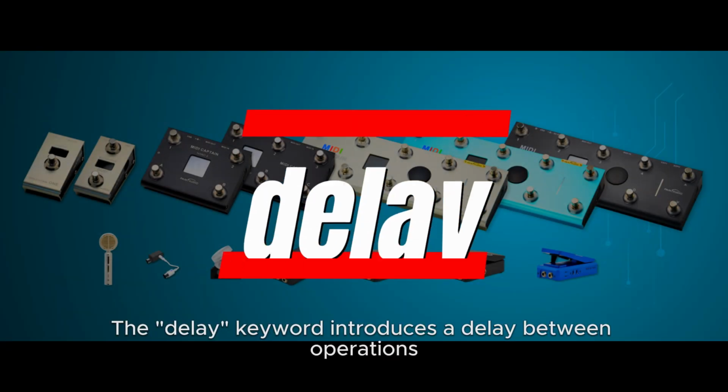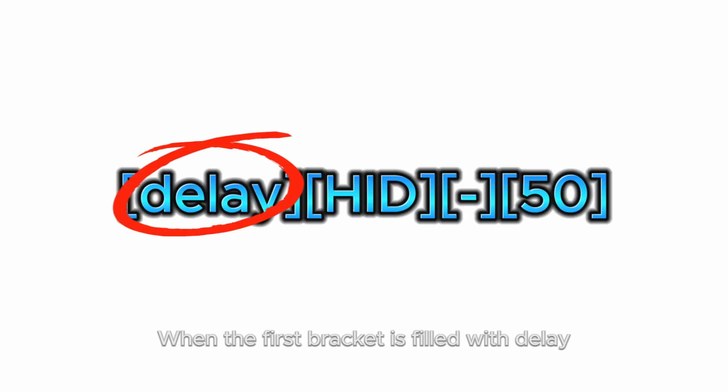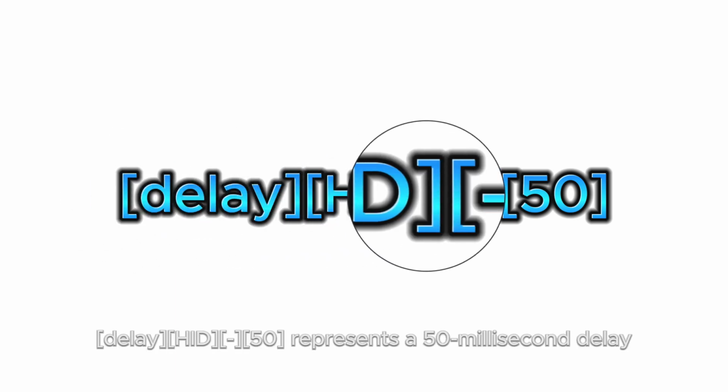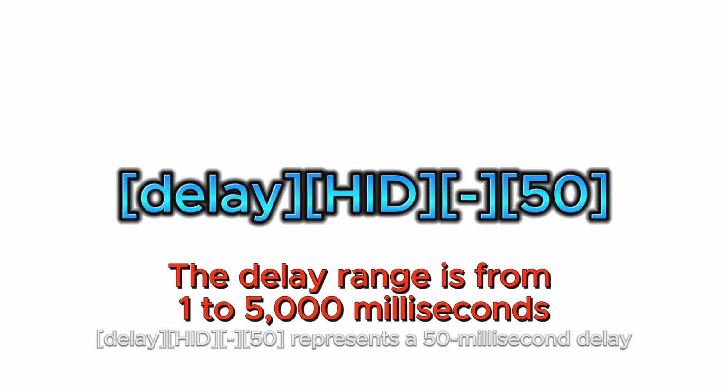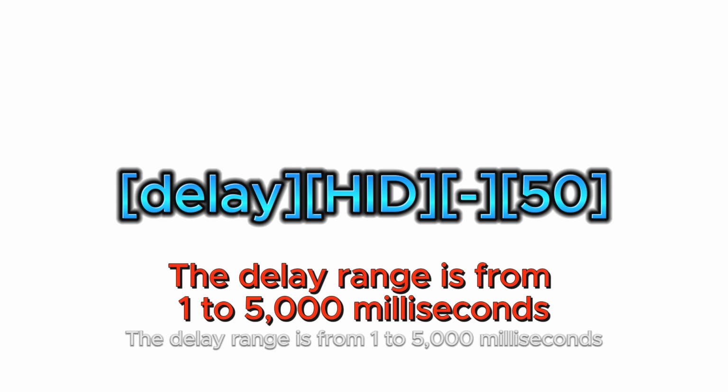The delay keyword introduces a delay between operations. When the first bracket is filled with delay, the value of the fourth bracket is the number of milliseconds of delay. For example, delay HID-50 represents a 50 millisecond delay. The delay range is from 1 to 5,000 milliseconds, i.e., 5 seconds.